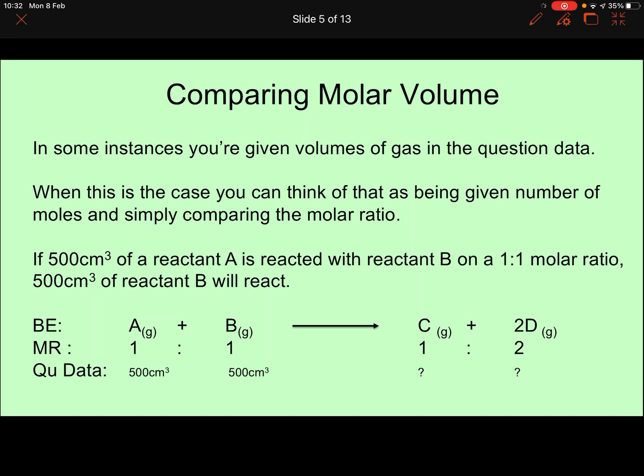Doesn't matter. So basically, if you've got 500 centimetre cubed of reactant A, it's going to react with 500 centimetre cubed of reactant B, because it's a 1-to-1 molar ratio. Look at product C. That's a 1-to-1 ratio with A and B as well, isn't it? So you're going to get 500 centimetre cubed of C produced. But what about D? Look, that's a 1-to-2 ratio. So whatever you've got in A or B, you have to double it for D. Yeah, so it's 1,000 centimetre cubed.